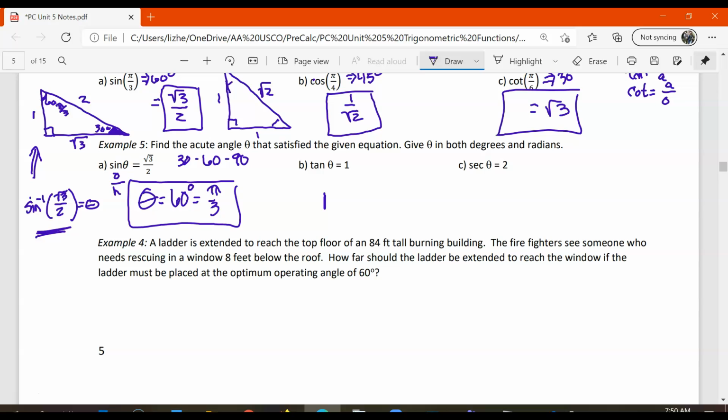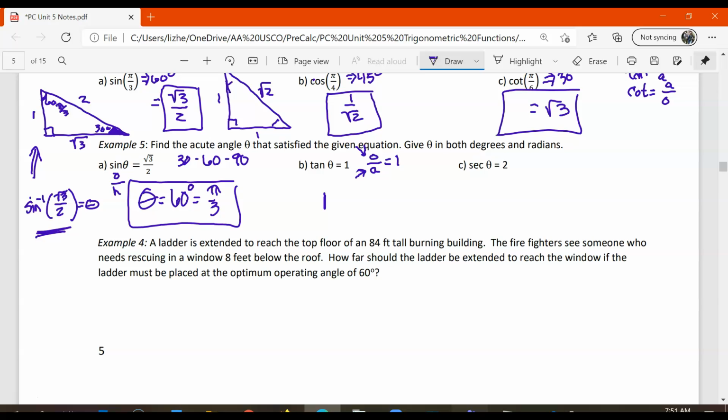Over here, b, tangent of theta is 1. And so again, I'm going to have opposite over adjacent, which is tangent, and I want that to equal 1, so I know these two have to be the same, right?